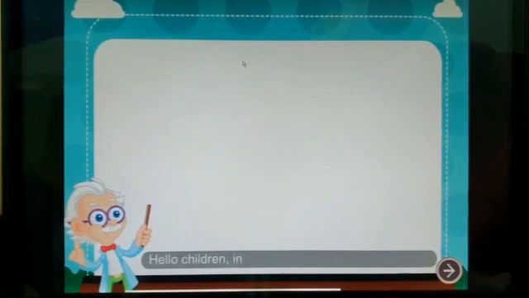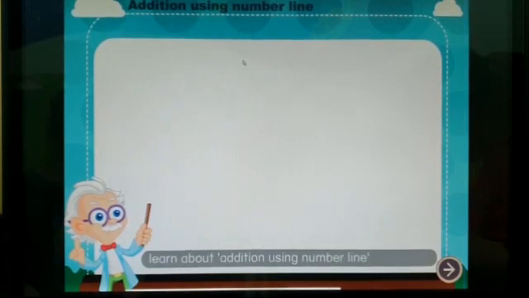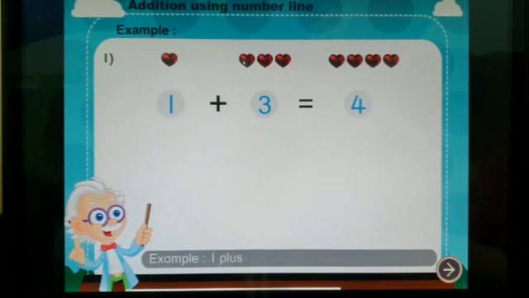Hello, children. In today's lesson, we are going to learn about addition using number line. Example, 1 plus 3 equals 4. How did we get 4?